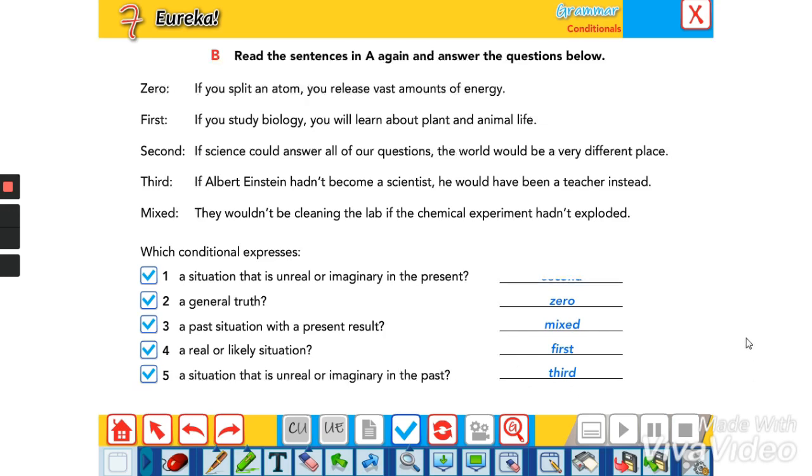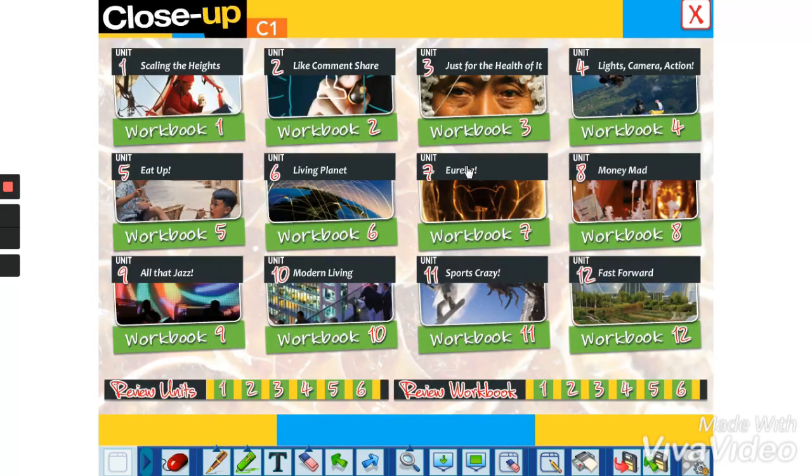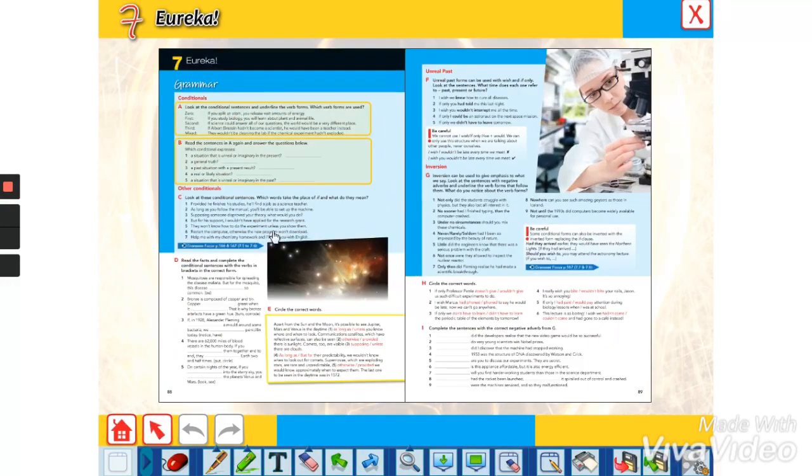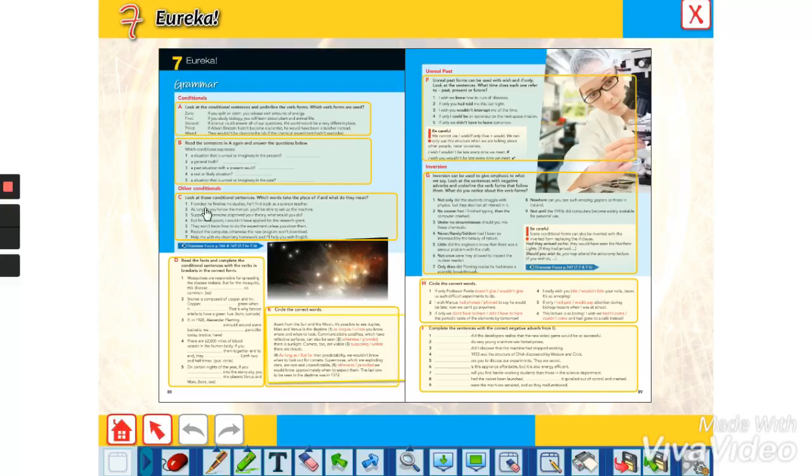Okay, hope you got all of your answers correct. Please, if you have any mistakes, try to revise the structure, read it again, and try to do it and understand. If you have any question, please don't hesitate to send me anything. Okay, so let's go back now again to the grammar part on page 88. And I remind you again, other conditionals is not included. So we won't cover this part.